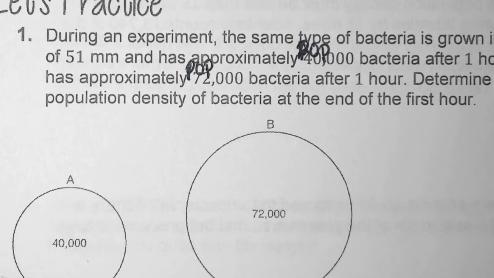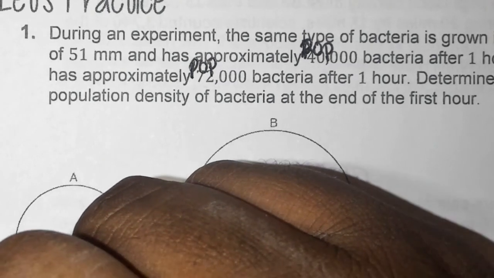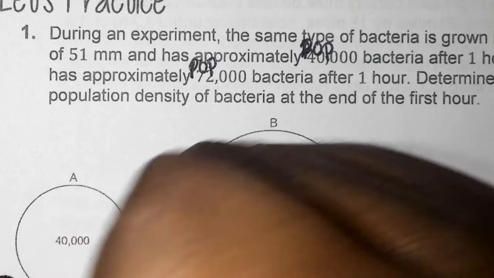What shape did they give us for our petri dishes, though? A circle. I'm sure we all know how to find area of a circle now. What do you need for area of a circle? What's the one thing you need? Radius. All right. Tell me the radius of this first circle.